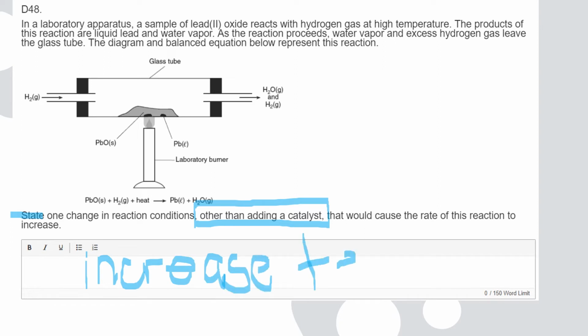How can I increase rate? Increase temperature or add a catalyst. I can't say catalyst because it says other than adding a catalyst. So there's your answer, okay?